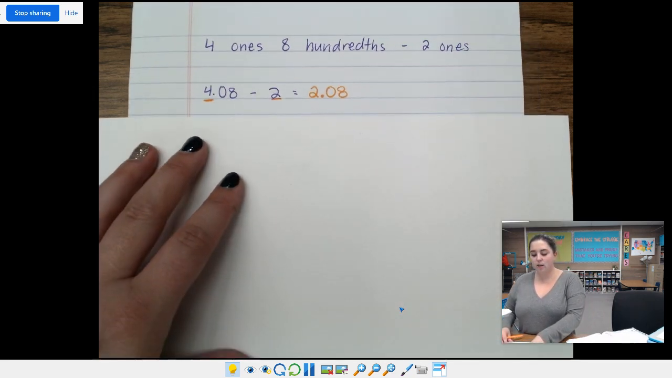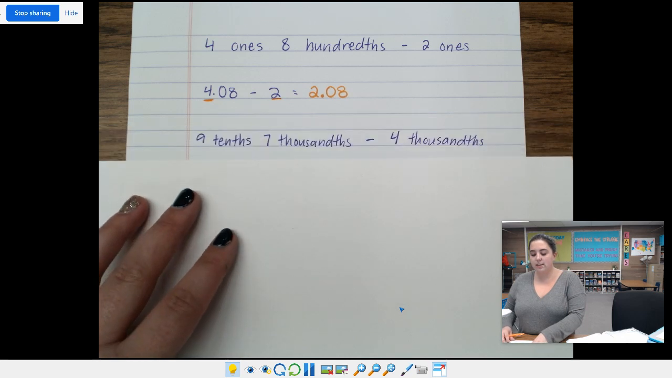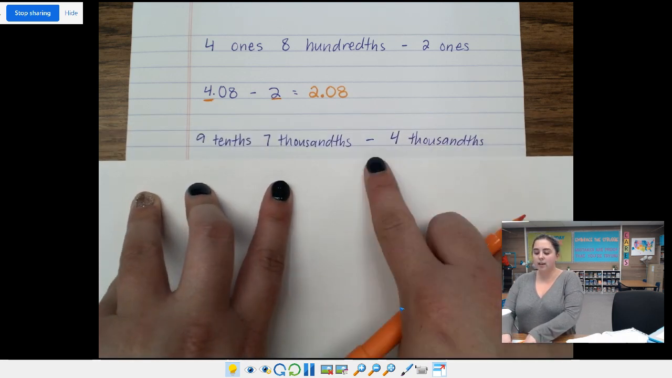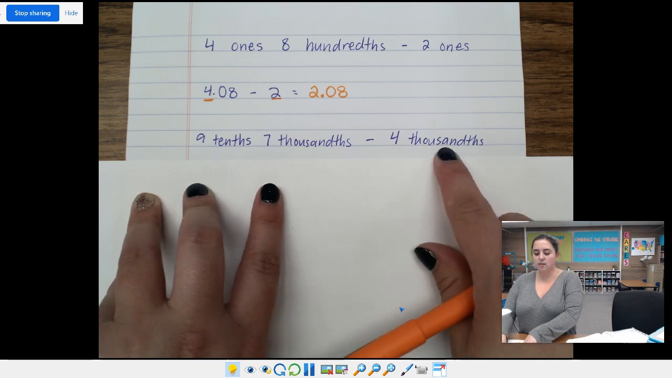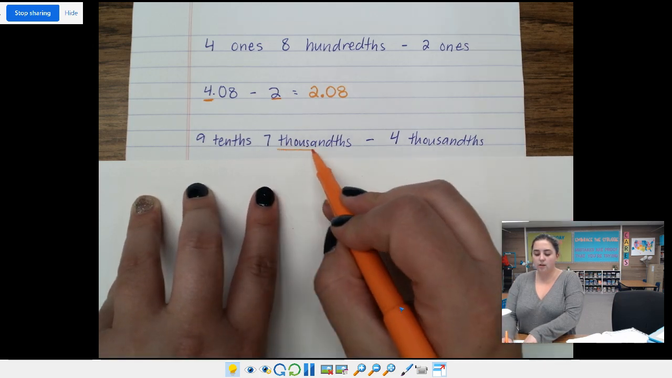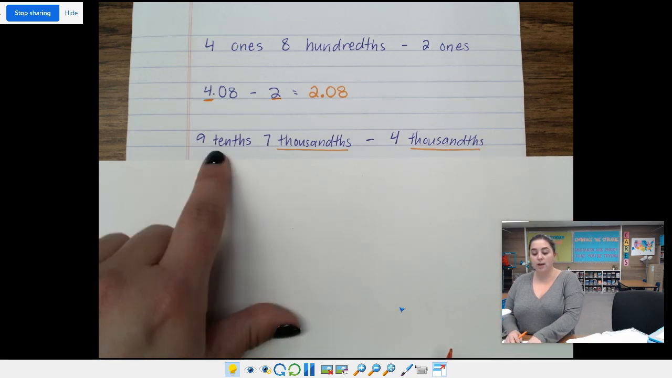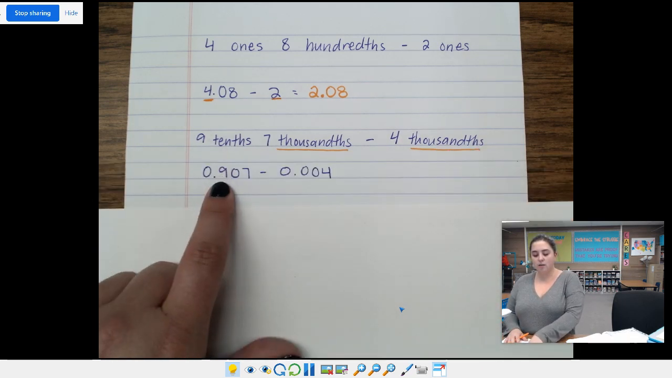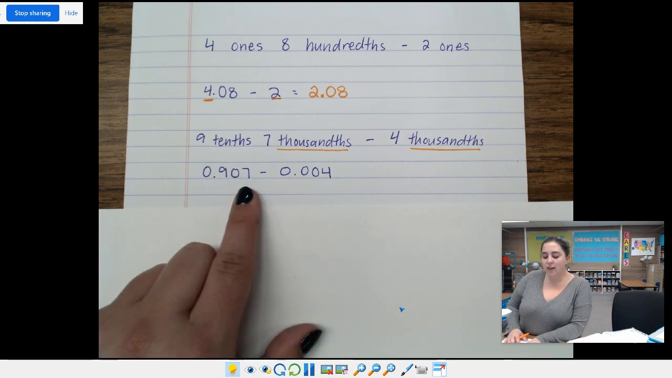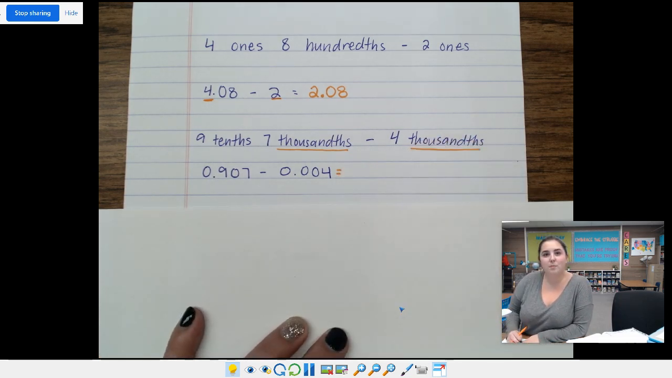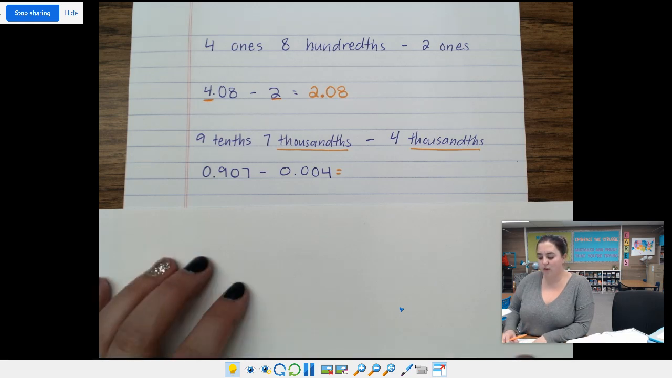Let's try another one. 9 tenths, 7 thousandths, take away 4 thousandths. I see the values are in common here, so the 9 tenths should stay. How can I do 7 thousandths minus 4 thousandths? What would that be? Solve on your whiteboard.